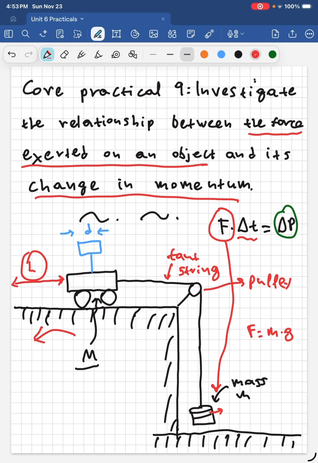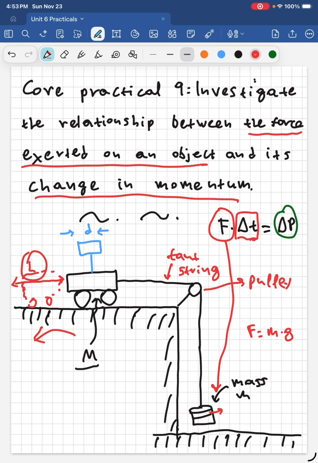So F is given by lowercase m times g, and delta t is given by the time taken from the trolley starting from rest. So you will pull it back, maybe here. This is your trolley. You will pull it back here, start the timer, and right before the masses hit the floor, you will stop the timer. So you will know this delta t over here.